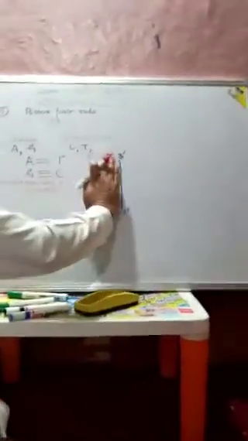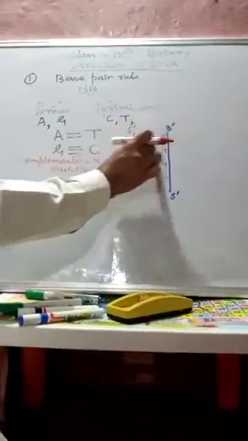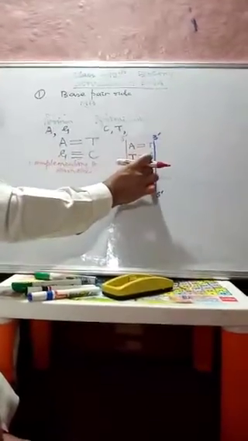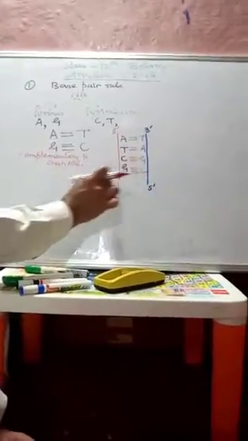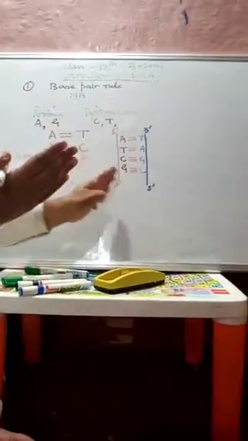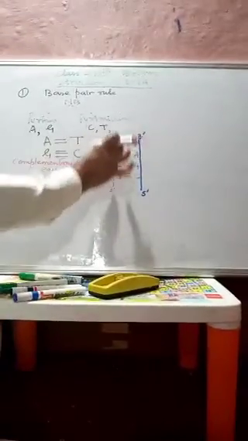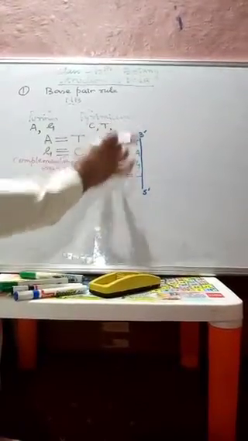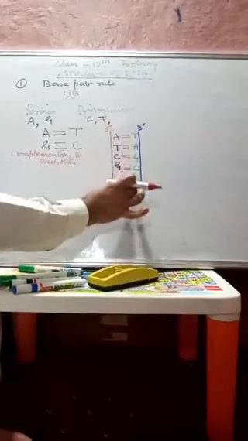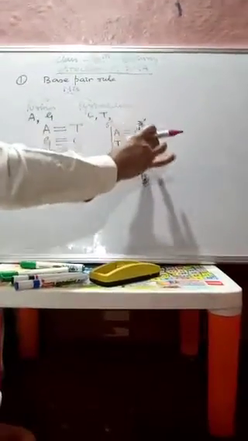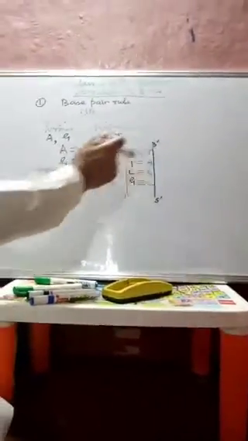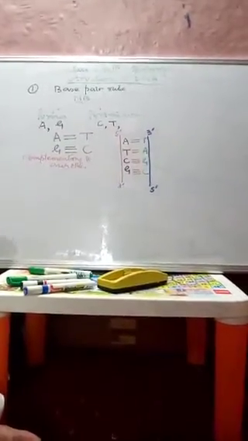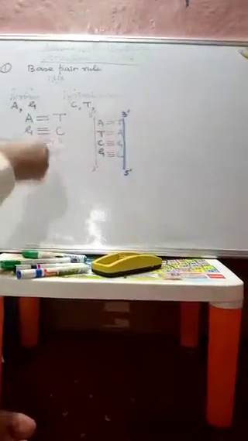For example, I gave here adenine. We know that adenine pairs with thymine, so there will be thymine. Thymine pairs with adenine, cytosine with guanine, and guanine with cytosine. So they are complementary to each other. If we know the sequence of nitrogen bases on one strand, we will be able to determine the sequence of nitrogen bases on the other strand. This was one rule, the base pair rule.